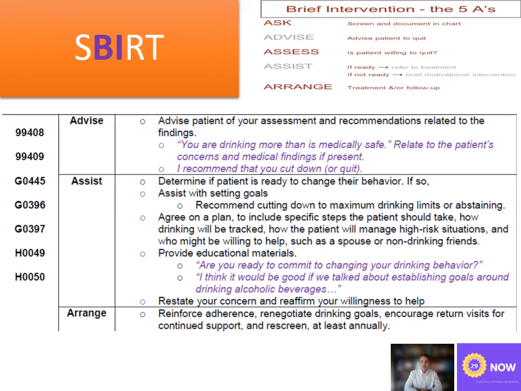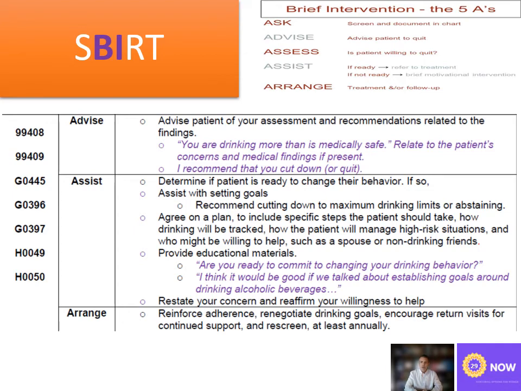For advise, assist, and arrange, you have a lot more leeway as to which codes you're going to use. These codes are all laid out on those subsequent slides as to what portion of the interaction they qualify for. But this is just another tool that you can use.